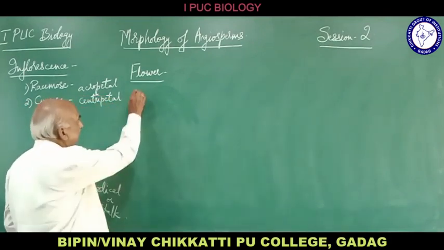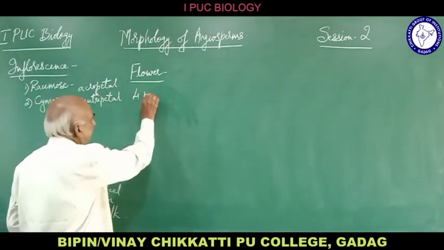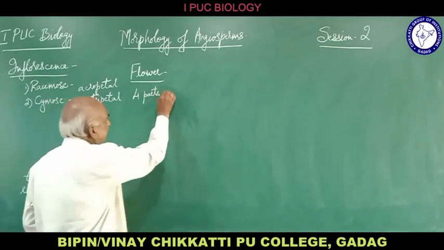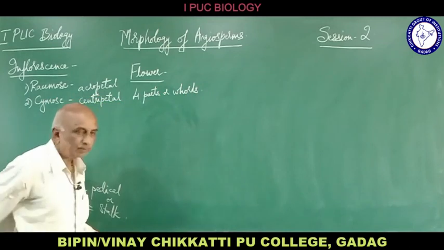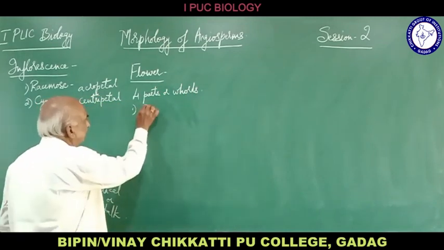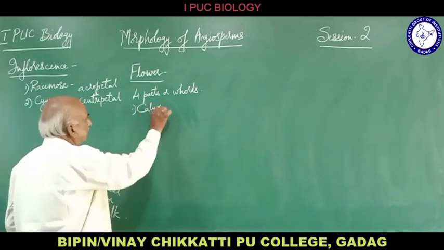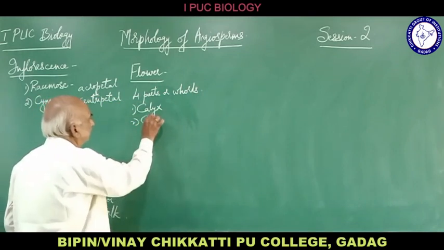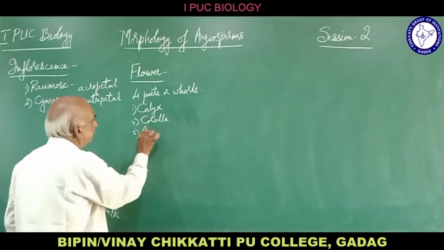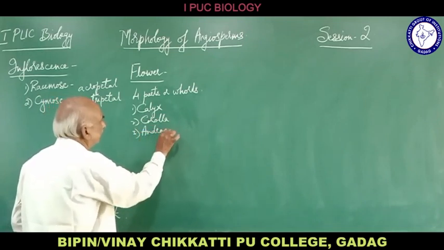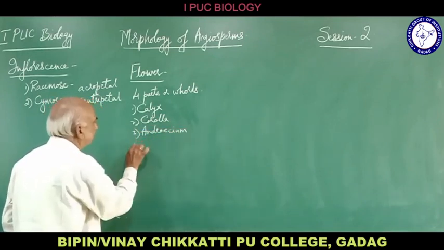So the flower has four parts, which are also called whorls of a flower. These four parts are referred to as calyx, corolla, androecium and gynoecium.